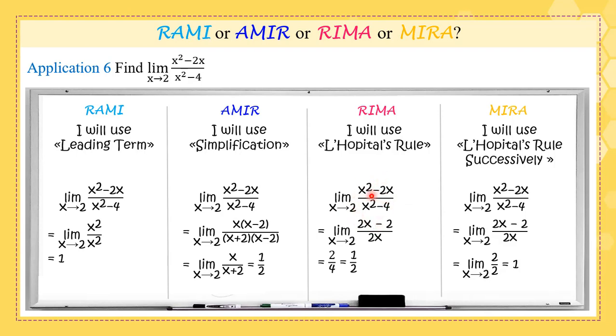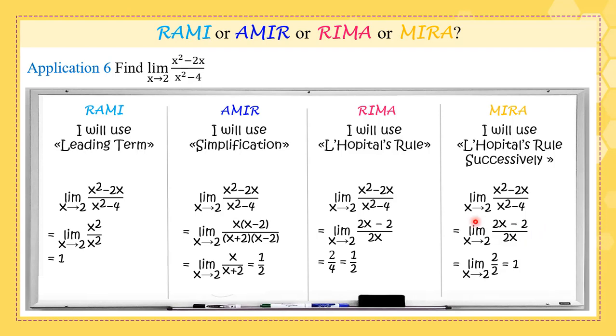Now here, Rima used L'Hopital's rule, and here, in this second step, if we substitute 2, we get 4 minus 2, which is 2 over 4, and this is 1 over 2. Now the question is, what is the mistake in Mira's method, although we can use L'Hopital's rule? Mira used L'Hopital's rule successively, and in fact, in the first step, we can use L'Hopital's rule because the limit leads to 0 over 0. But in the second step, we cannot use L'Hopital's rule because the limit doesn't lead to 0 over 0 or infinity over infinity, and it leads to 2 over 4, and 2 over 4 is a constant and its limit is itself.